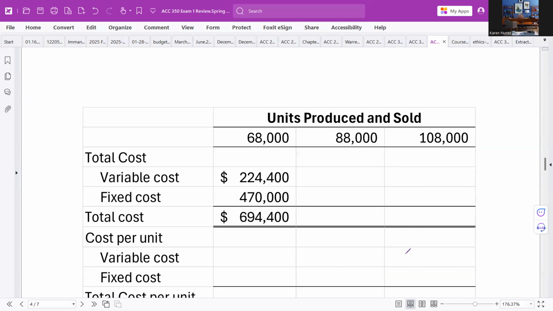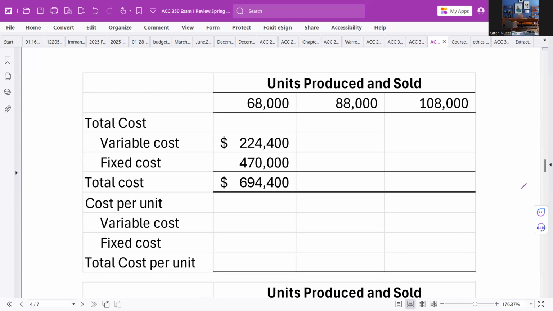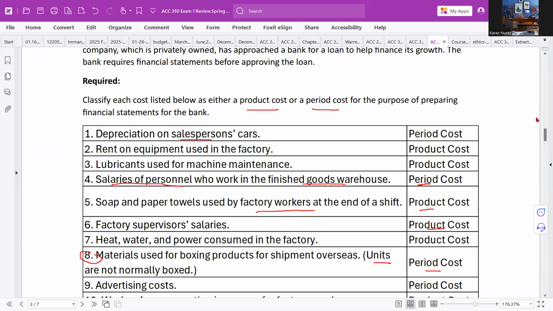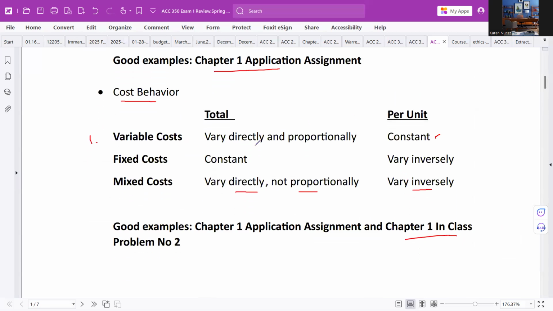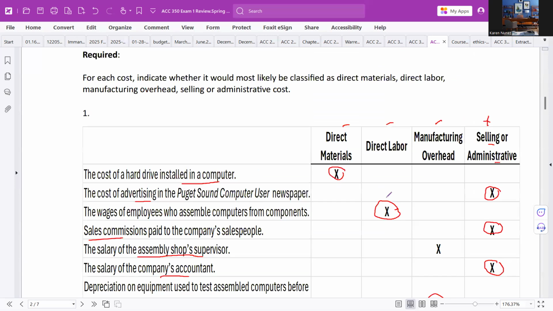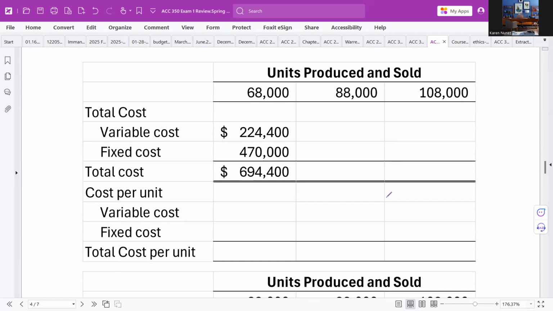And then I added one. This one is not in your handout, but it was in your application assignment. So I do want to spend just a little bit of time on this to emphasize some of these key cost behavioral concepts. So earlier, let me just scroll up here, I summarized those behavioral patterns. Variable costs are constant per unit, they vary in total. Fixed costs are constant in total, vary inversely per unit. So in an exercise like this, you've got to start by applying those concepts.